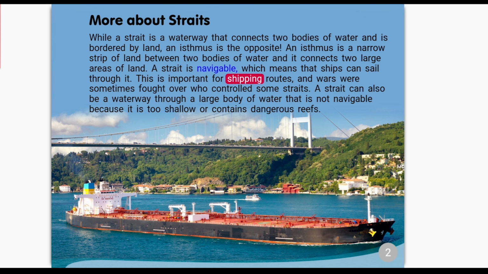This is important for shipping routes, and wars were sometimes fought over who controlled some straits. A strait can also be a waterway through a large body of water that is not navigable because it is too shallow or contains dangerous reefs.